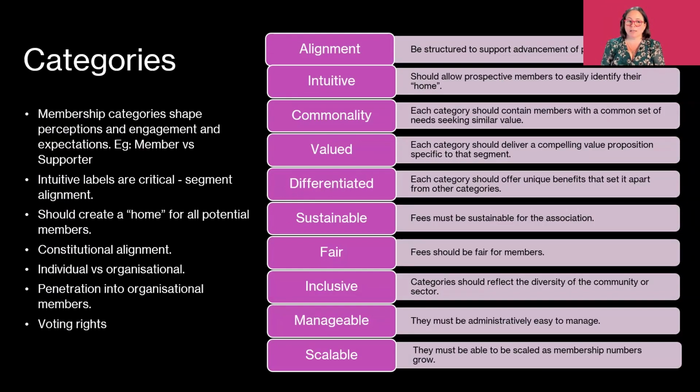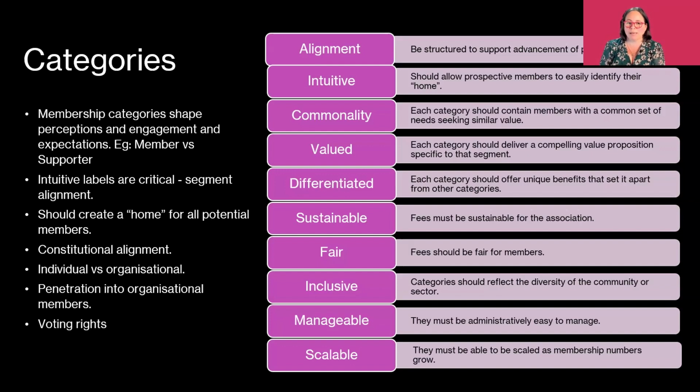The first one is, is it aligned? Is it structured so that by having these people as members, it's going to advance the purpose of the association? Is it intuitive? If I'm looking at the list of categories, do I immediately know where my home is? Or are you using terms like affiliate, associate that have no meaning to anyone outside the organization? Or gold, silver, bronze. Oh, I hate those labels. And if you use them, don't tell me, because not only are they basic, to put it for lack of a better word, they imply status and it's divisive.